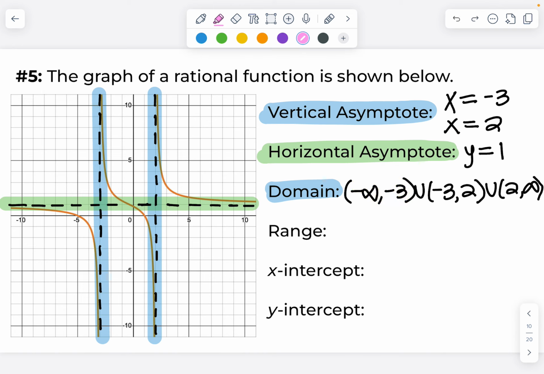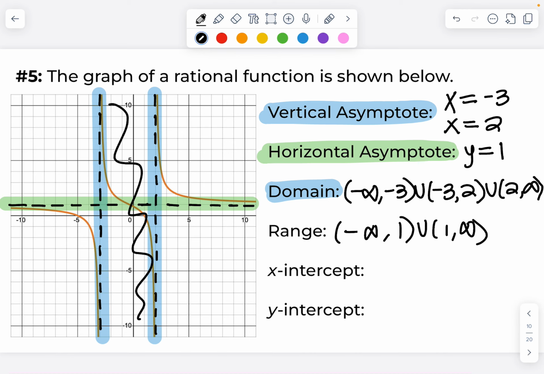Okay, so let's now talk about range. Remember how I told you weird things can happen, and we can cross a horizontal asymptote. Here, we would think that we would write negative infinity to 1 union 1 to infinity. Now we would do that if this middle portion just didn't exist. But because that middle portion exists and we do cross the horizontal asymptote, our function exists at every single point. So again, weird things can happen with horizontal asymptotes. We do cross it near the origin, so my range is going to be all real numbers.